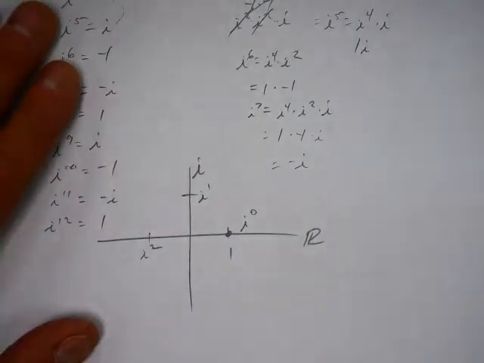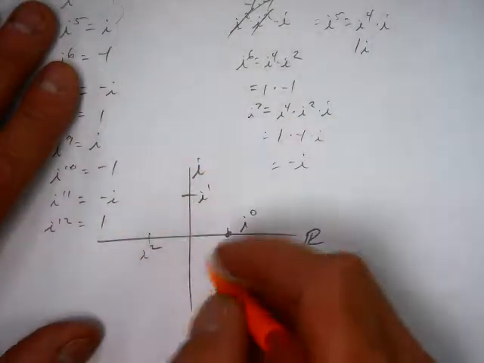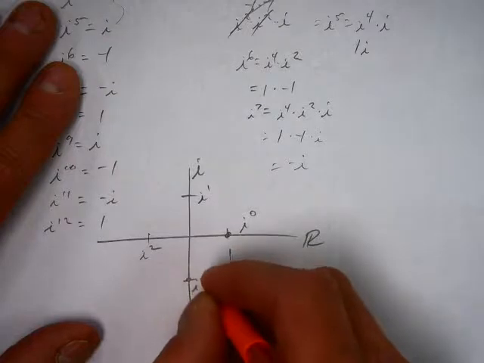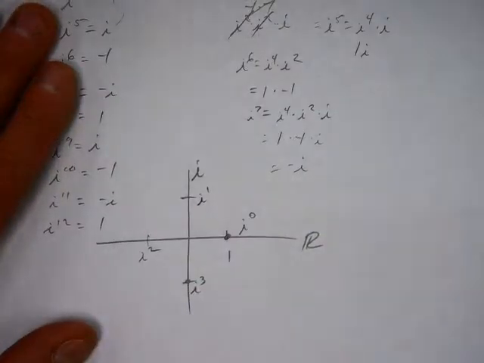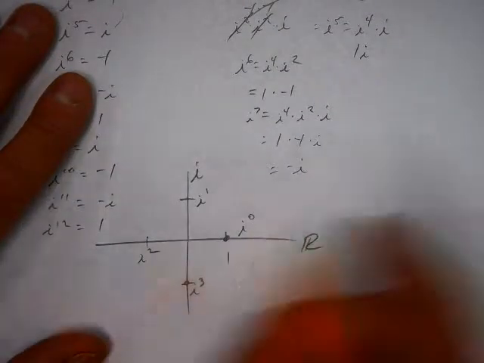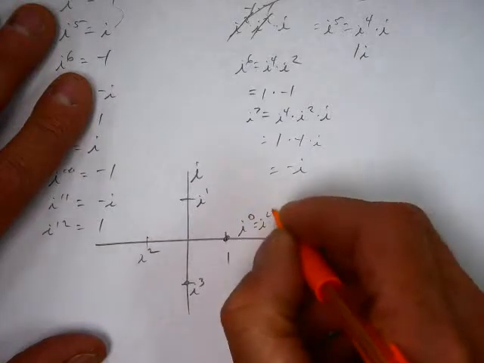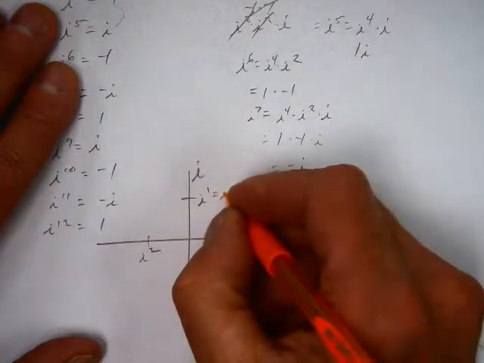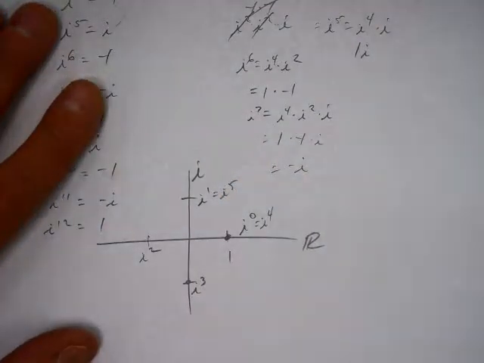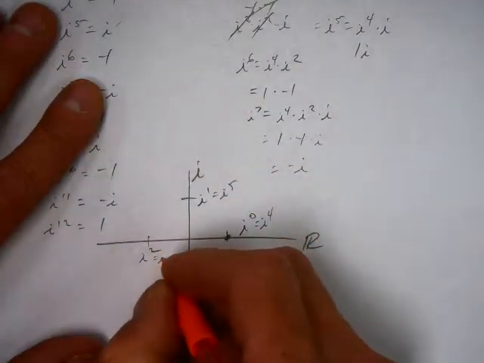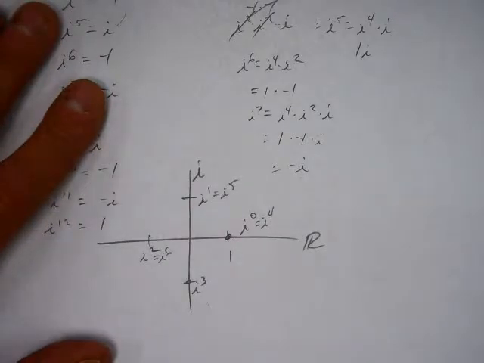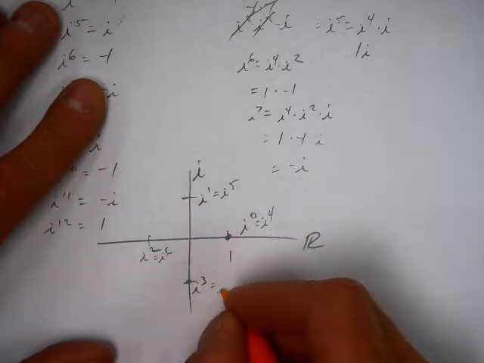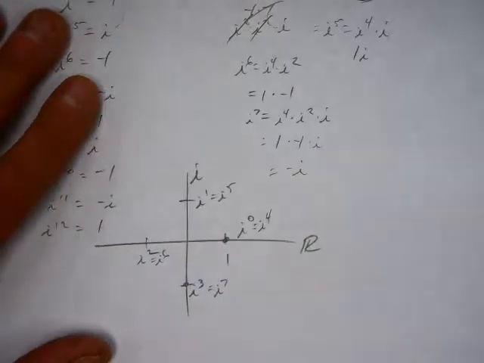What's i to the 3rd? Negative i. What's i to the 4th? 1. What's i to the 5th? i. What's i to the 6th? What's i to the 7th? And what's i to the 8th?